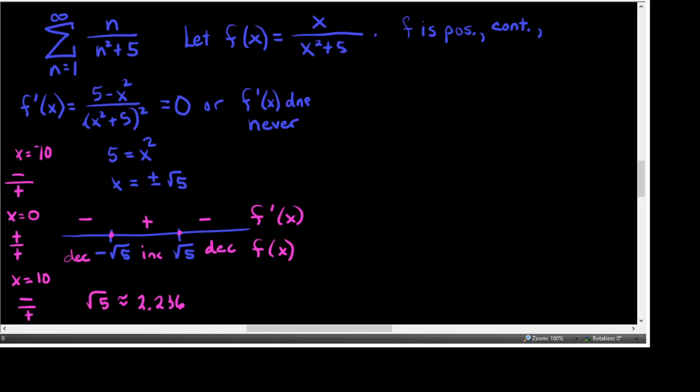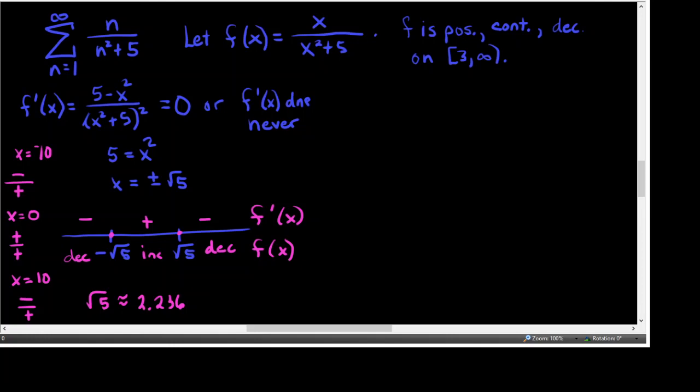And of course, since we're relating this to n and n is a positive integer, I'm going to be able to say it's decreasing, but not starting at 1. It's not decreasing then. From negative 2.2 to positive 2.2, it's increasing. So what I'm going to say is that it's decreasing, positive and continuous on the interval from 3 to infinity. Okay? So it's okay to ignore the first few terms of that series. It won't affect the convergence or divergence of that series.